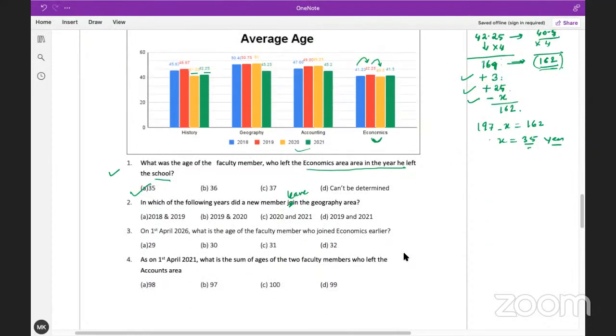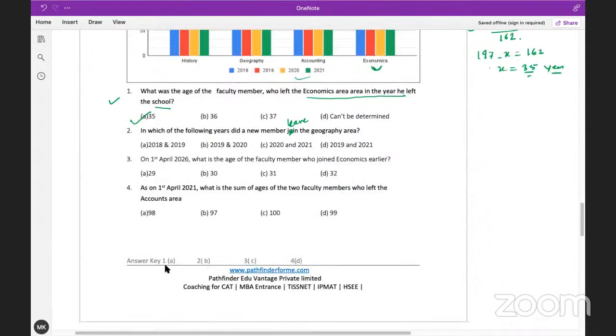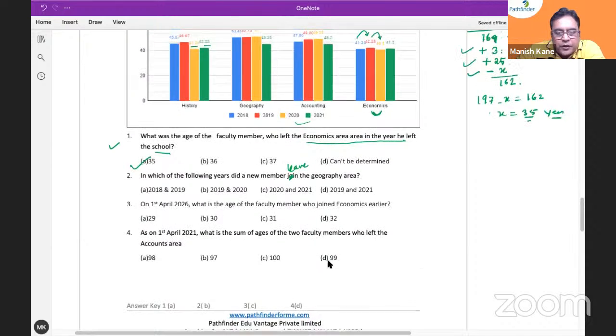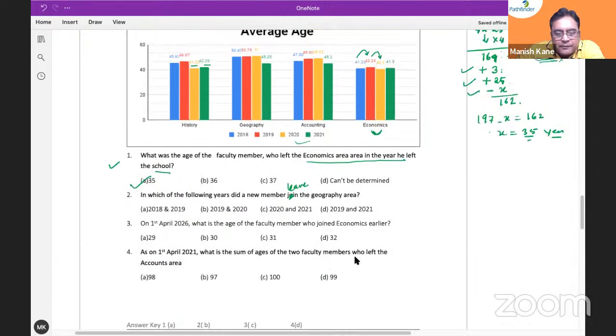Fine. So here are the answers: 1A, 2B, 3C, 4D. You can always download this sheet because the link will be there in the description box. Alternately, you can go to www.pathfinderforme.com and check out the download resource section. You should be able to locate the sheet there. In any case, the link for this sheet will be available in the description box to this particular video.